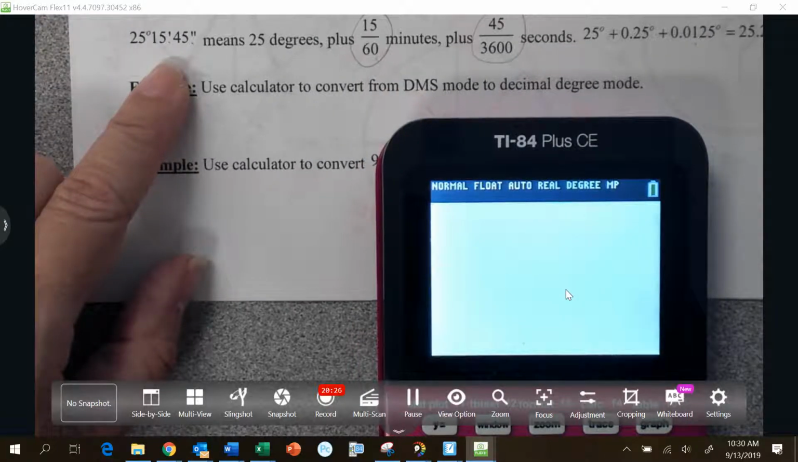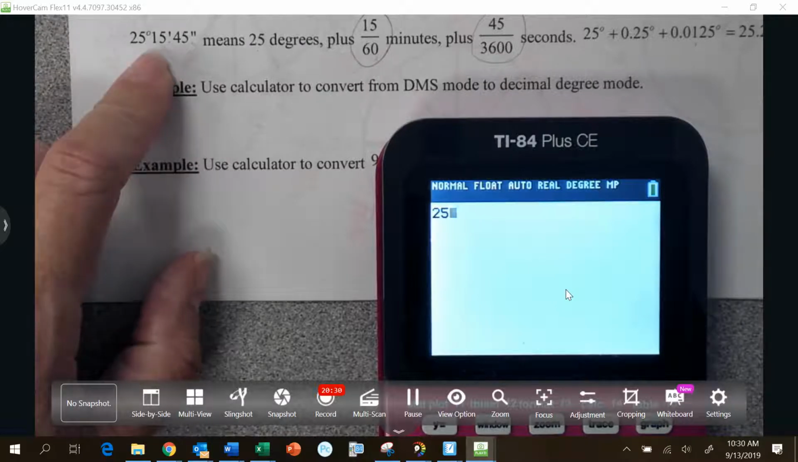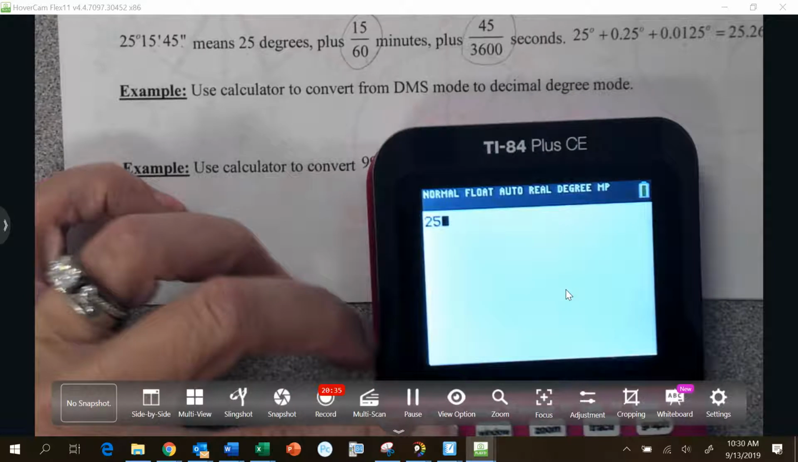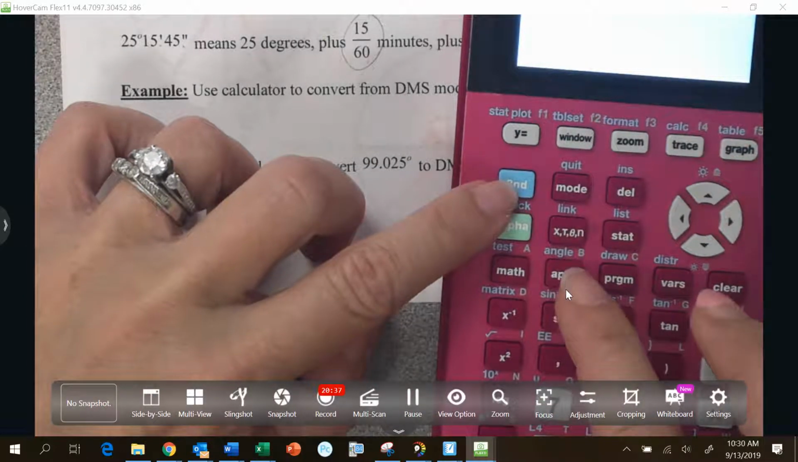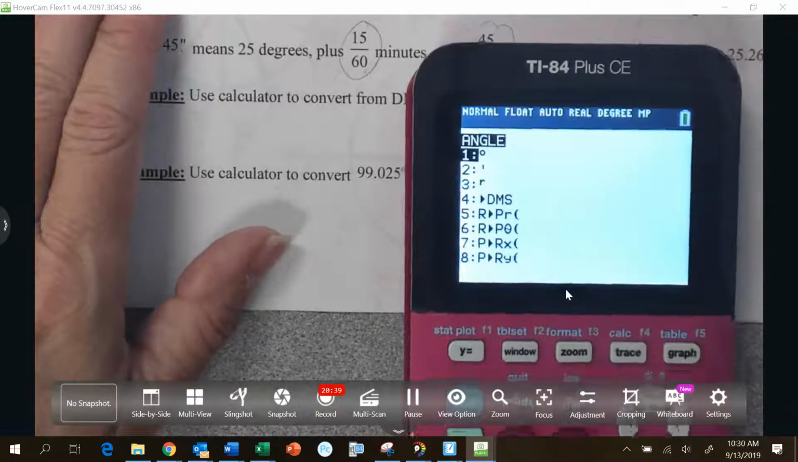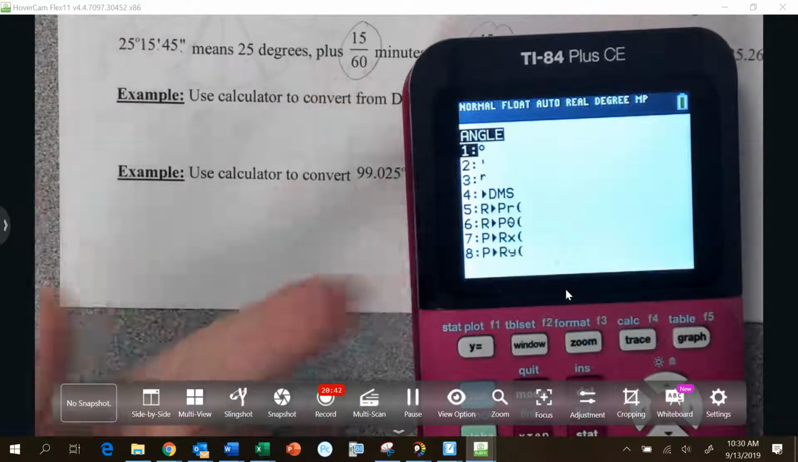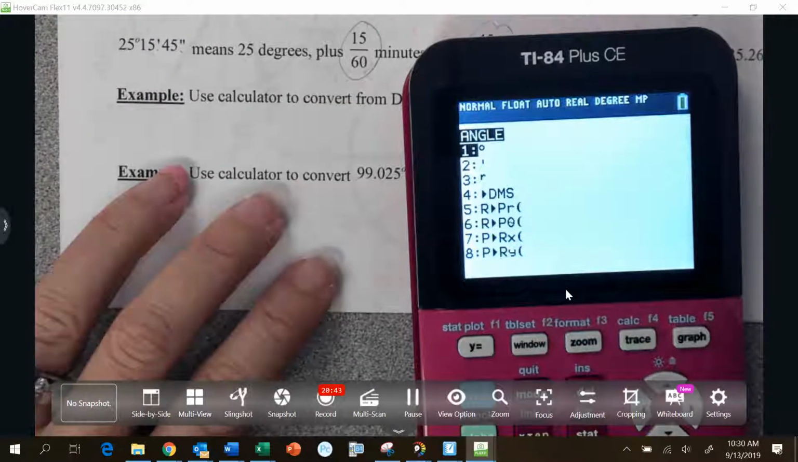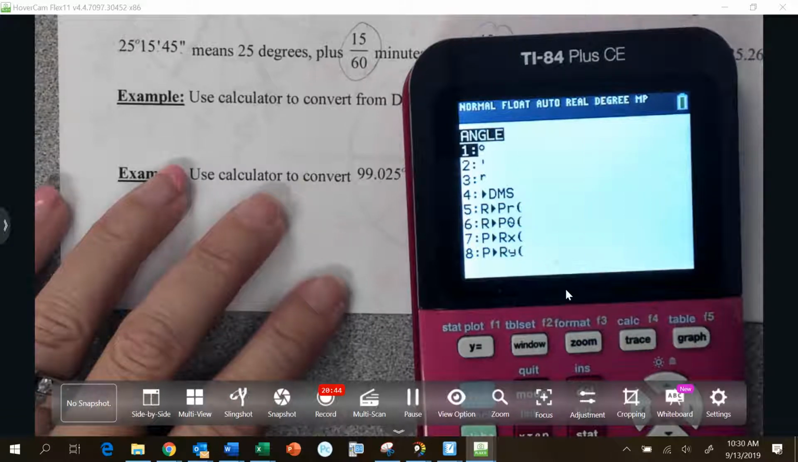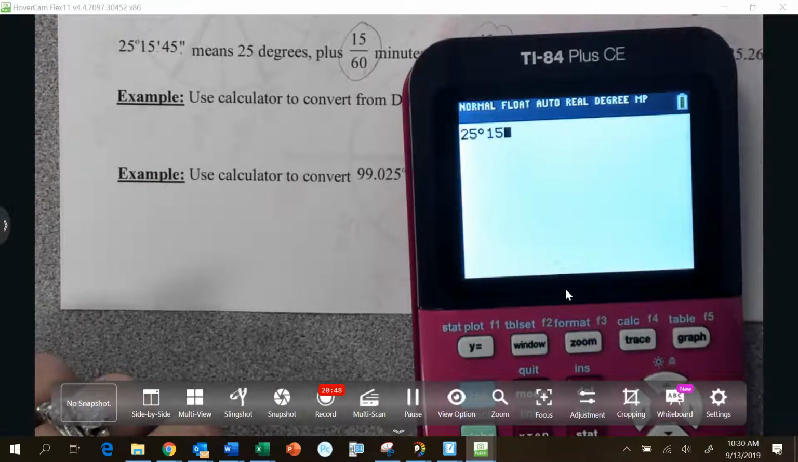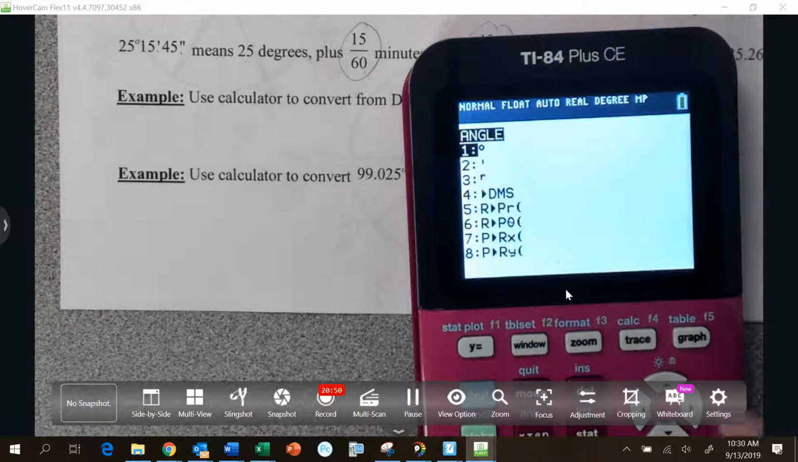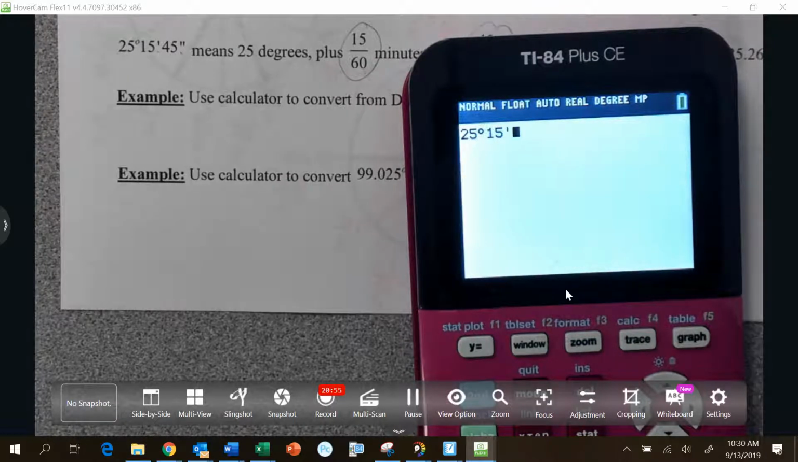So we're going to type in 25 first. And if you're going to do degrees, minutes, and seconds, you're going to have to use the button that says angle on it, which I forget where it is. Oh, it's right here. Second, apps has angle. And then you'll see choices for degrees and minutes. So I'm going to hit the degree symbol. 15. And I'm going to go back to second angle. And the number 2 is minutes. And then I'm going to put in 45.